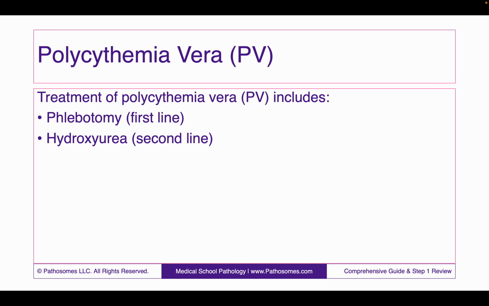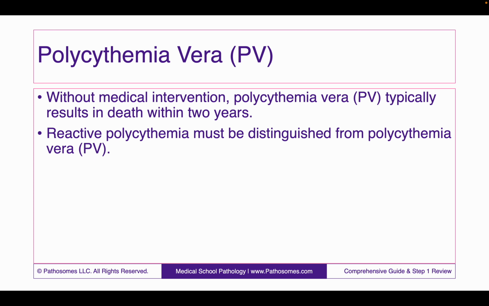Treatment of Polycythemia Vera includes phlebotomy and hydroxyurea. Without medical intervention, Polycythemia Vera typically results in death within 2 years.